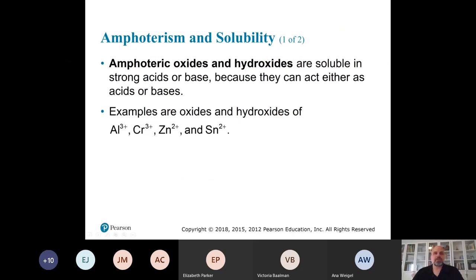So amphoterism and solubility. So amphoteric oxides and hydroxides are soluble in strong acids or base because they can act as either acids or bases. So let's understand what's going on here. The examples are the oxides and hydroxides of aluminum, chromium, zinc, and tin.